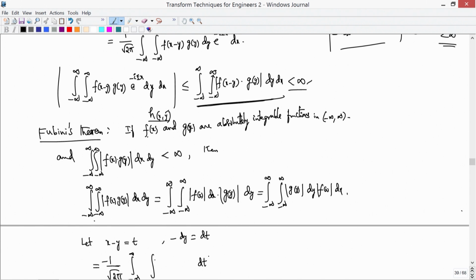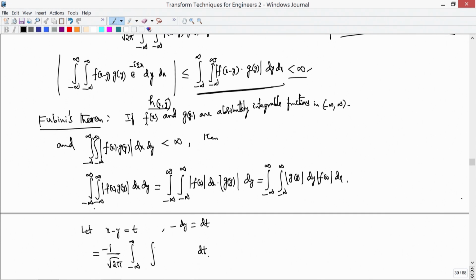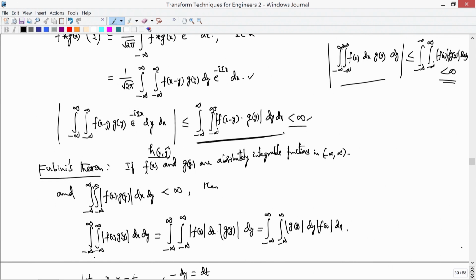And when you put y equal to minus infinity, it is going to be x minus y equal to plus infinity, and y equal to plus infinity gives minus infinity. So, if I remove this minus and interchange these limits, what you get is f of t, without modulus, right. So, we are looking at this integral.